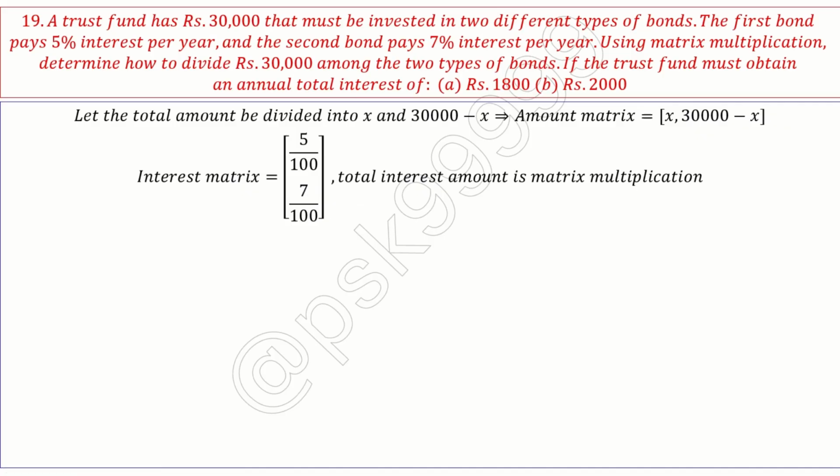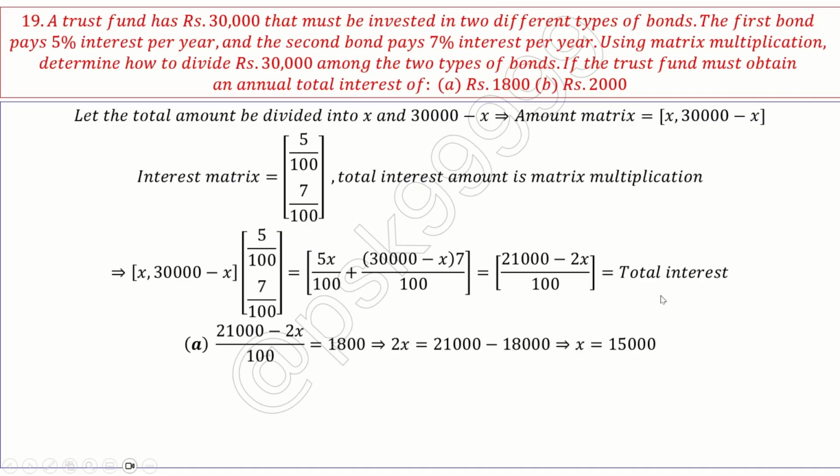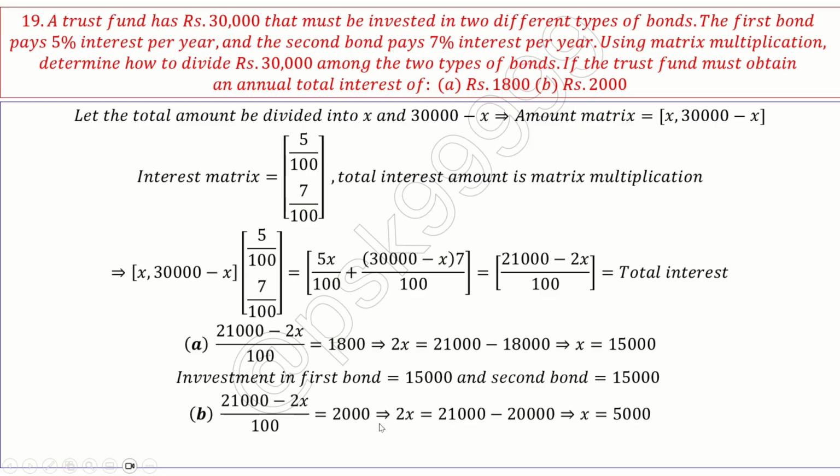Now multiplying this, you get the interest, right? So the total interest is this value here, which is either 1800 or 2000. So I will equate this to 1800 first, then I get the x value as 15,000. And if I equate it to 2000, I get the x value as 5,000.